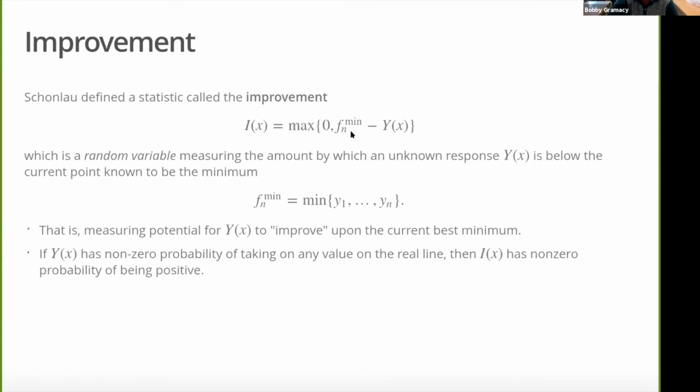The question is, how are you going to use this quantity since it's a random variable? And the way that Matthias Schonlau decided to use it is in expectation. He took an integral of this quantity and called it expected improvement. So if y of x has non-zero probability of taking any value on the real line, then this improvement has non-zero probability of being positive, and its expectation is also positive. So every point has potential for expected improvement. Just some of them have more potential than others because some of them have more of their mass below the current best value.